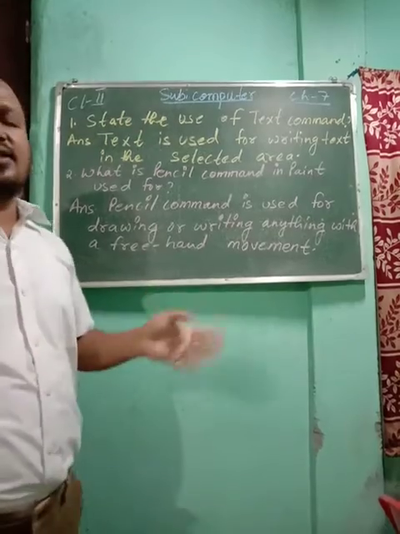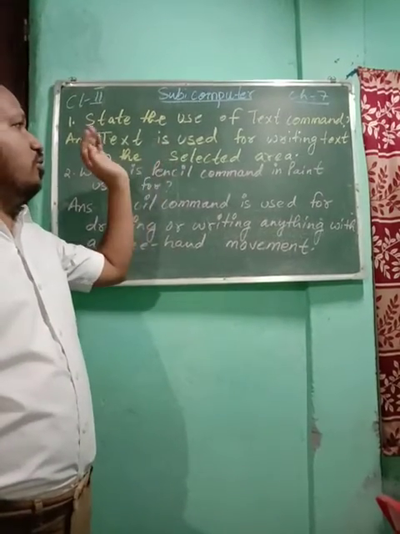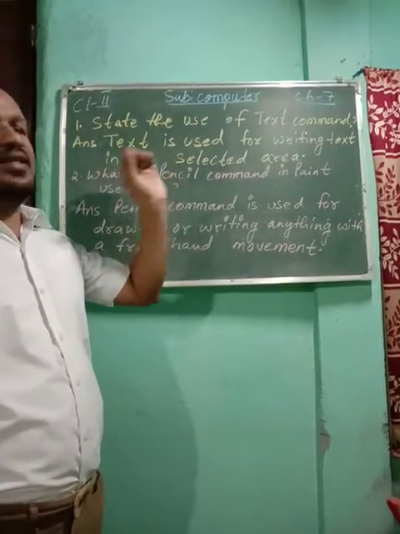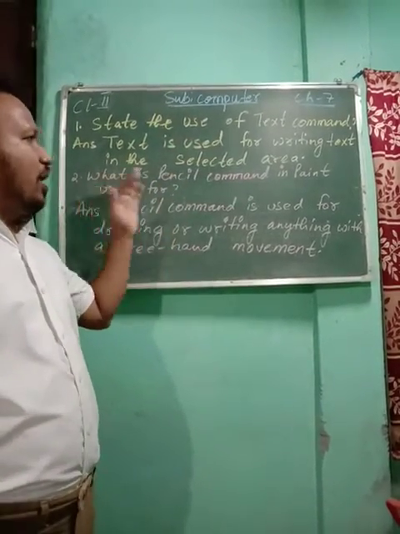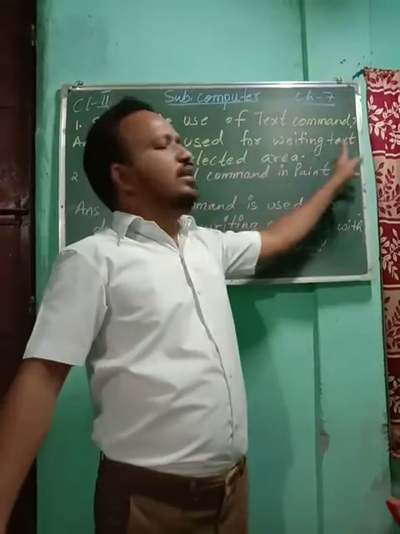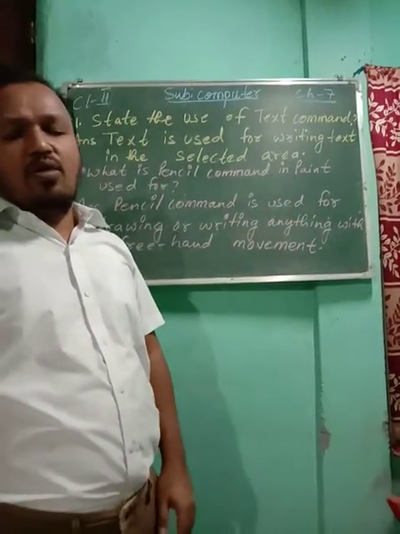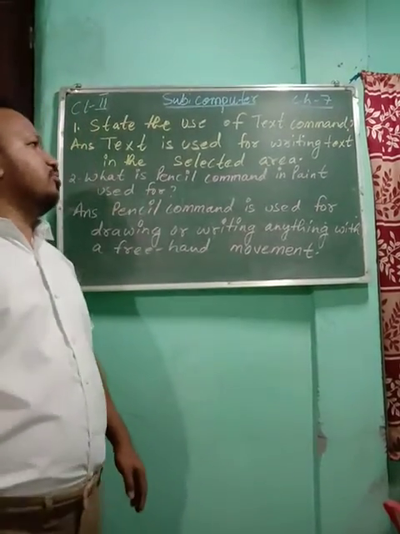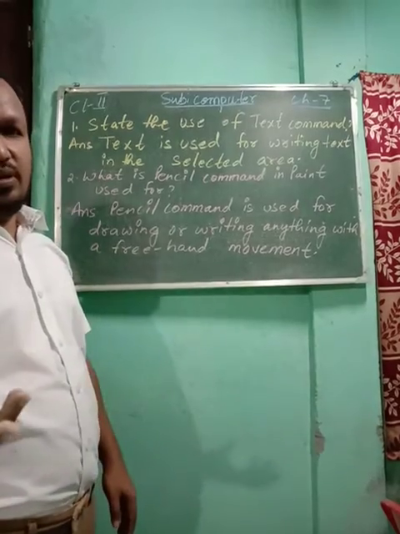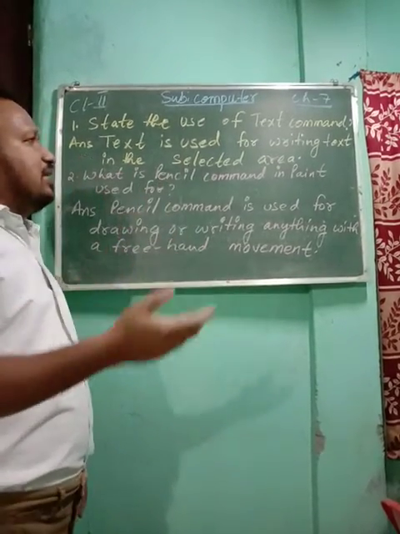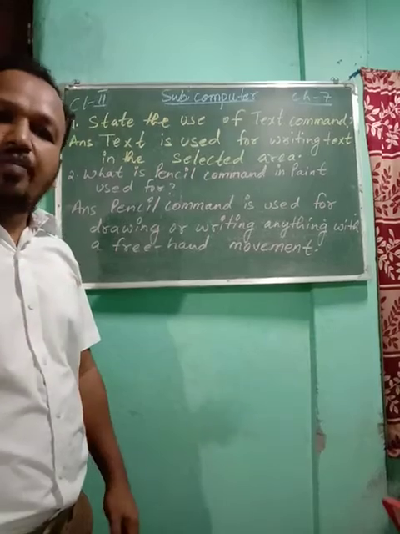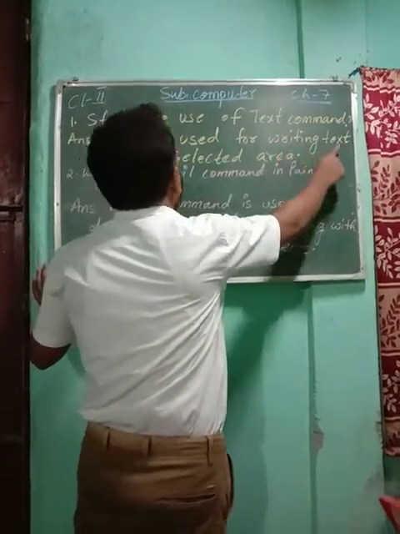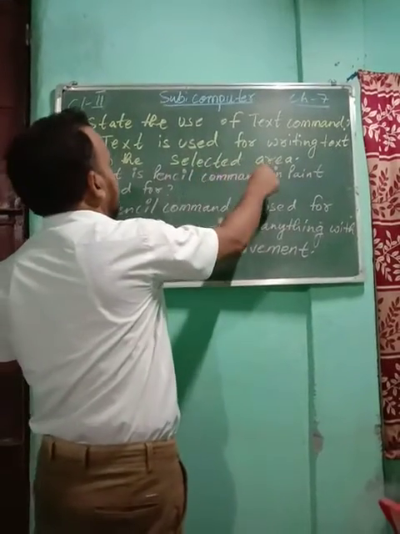So you see, the text command is going to be used for writing anything. When you make a drawing and you select the text, it is shown with an A. We use that for writing text. Suppose you have made an apple, as I explained in the video. You want to write, so you can select the text command and write apple. So this is the answer: text is used for writing text in the selected area.